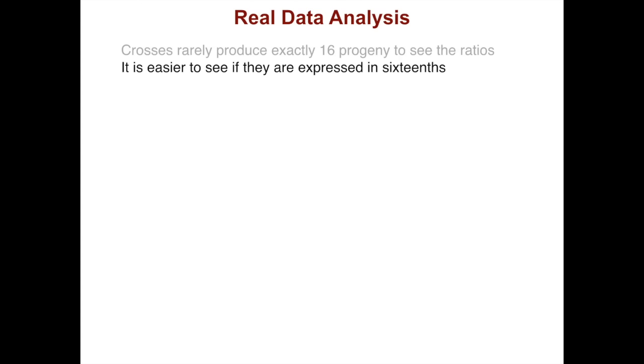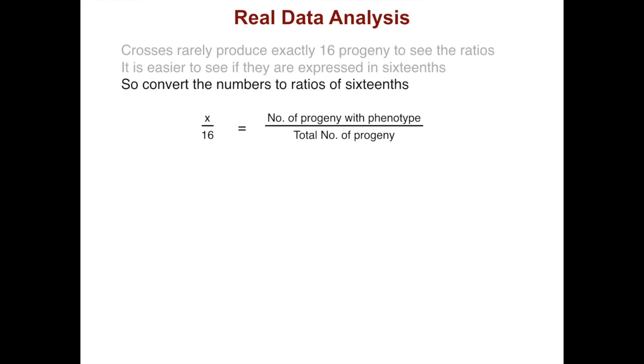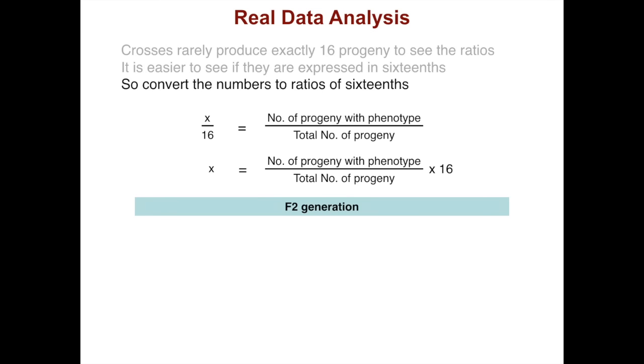If we look at the real data, it's sometimes easier to put the crosses into 16ths if you want to compare it to the 9 to 3 to 3 to 1 ratio, because that adds up to 16. You express your real data in 16ths. You create the ratios. For example, the number of progeny with a phenotype over the total number, and you want to get that to be equal to x over 16. So you can do some algebra and express it this way, and basically multiply what you get from the division by 16.